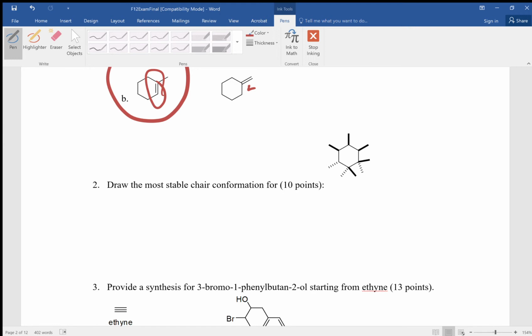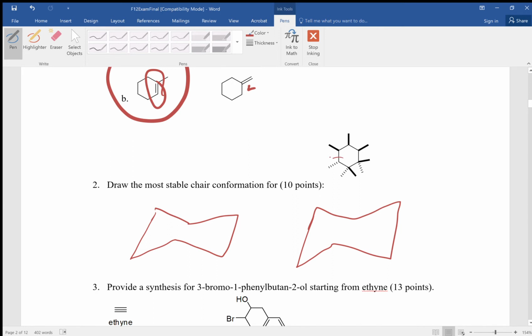The reason that's not going to help us is that in this case, every substituent we have is a methyl group. And so what we'll be looking for here is how do we get as many of them equatorial as possible. And so let's draw the two possible conformations.